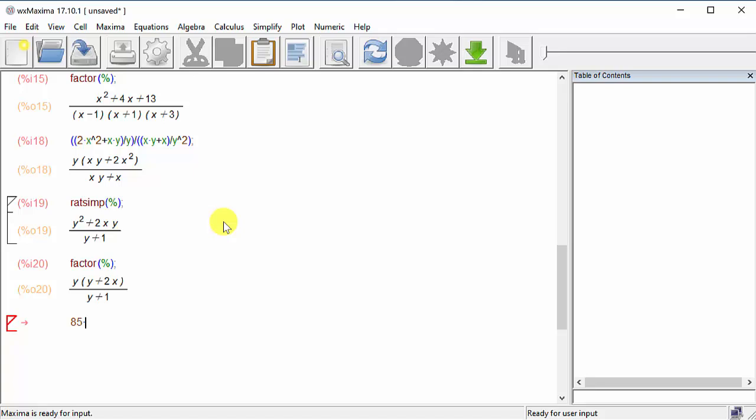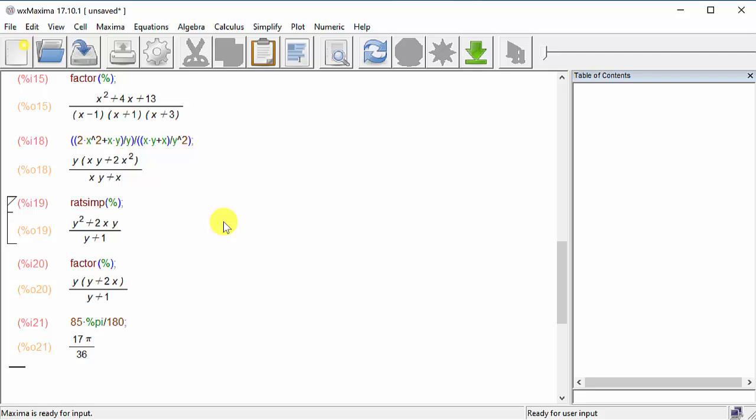Now, how do we do pi? Well, that's percent pi. That's pi. And then we're going to divide that by 180. Hit our semicolon, Shift Enter, and there we have that 17 pi over 36. So that's nice right there too. If they ask you to convert degrees to radians, you just type it in here and it gives it to you in terms of pi.